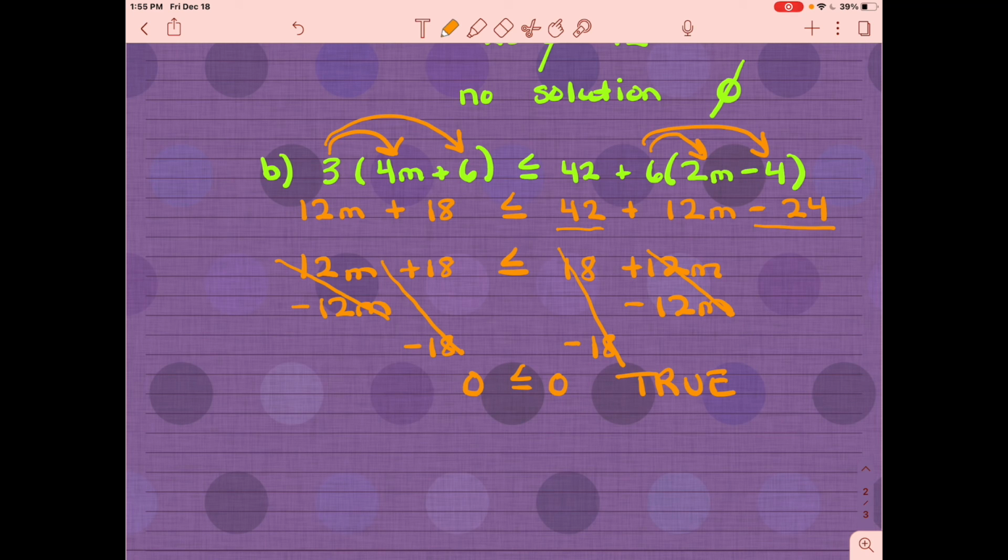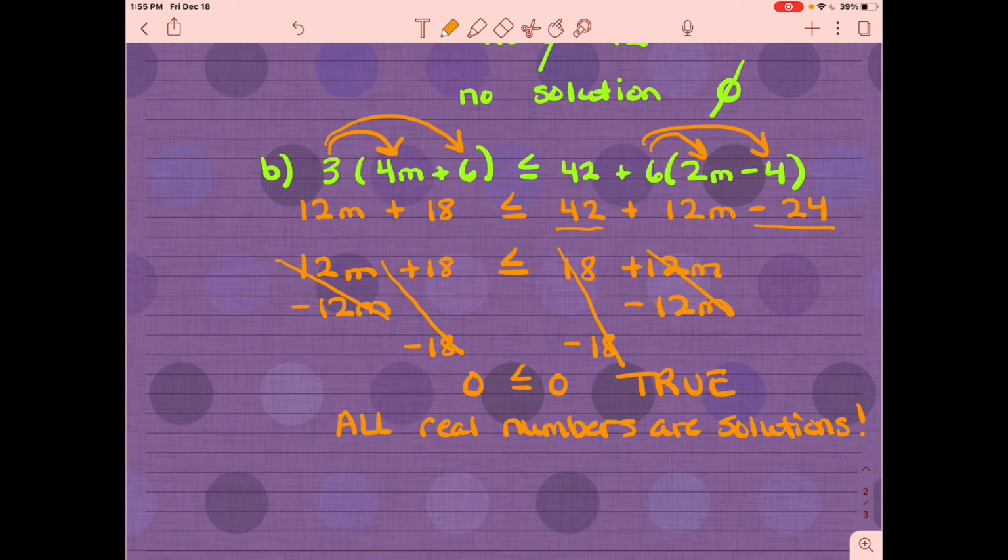So whenever I have a true statement like this, all values of m will make this inequality true, and so all real numbers are solutions. All right, that's probably the end of my examples.